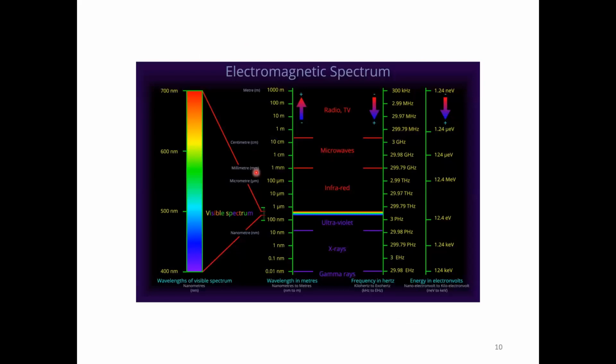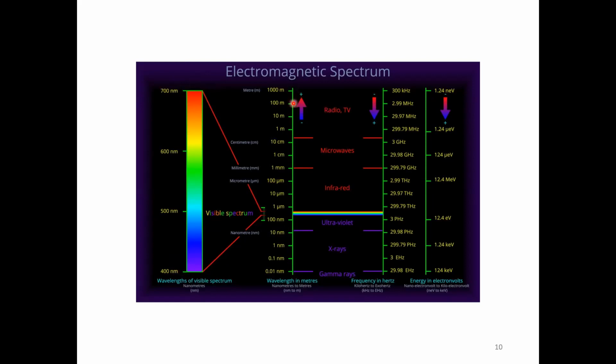Okay, now look here. Our electromagnetic spectrum. That is our visible spectrum: 400 nanometer to 700 nanometer. 700 nanometer is the red color, and 400 nanometer is the violet color. So that is our visible spectrum.